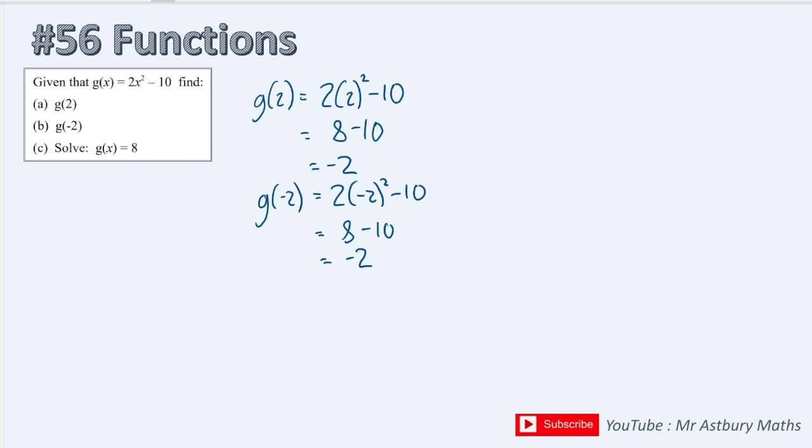And then solve g of x is equal to 8. Well, g of x is 2x squared minus 10. And if that equals 8, then 2x squared is equal to 18, which means x squared is equal to 9, which means that x is equal to plus or minus 3. Done.